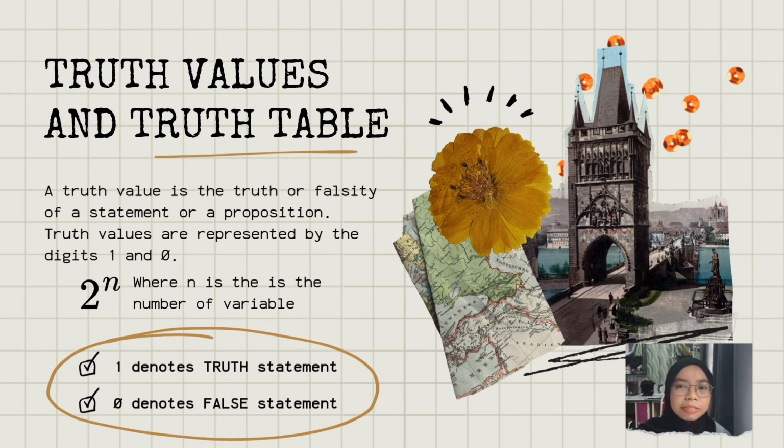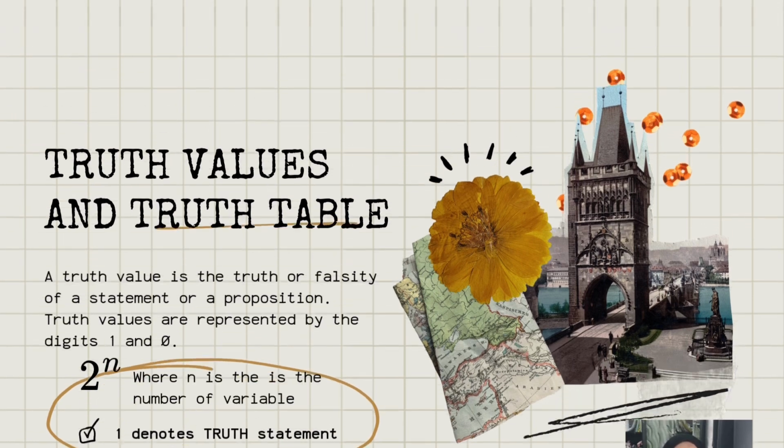If a compound statement has two variables, let's say P and Q, then the truth table must be constructed with 4 rows. On the other hand, if a compound statement has 3 variables like P, Q, and R, then the truth table has 8 rows. This can be simplified to a formula, 2 to the power of n, where n is the number of variables. Truth values are represented by the digits 1 and 0, where 1 is true, 0 is false.